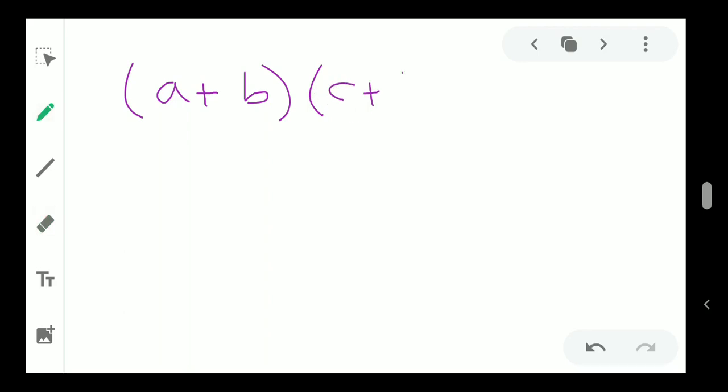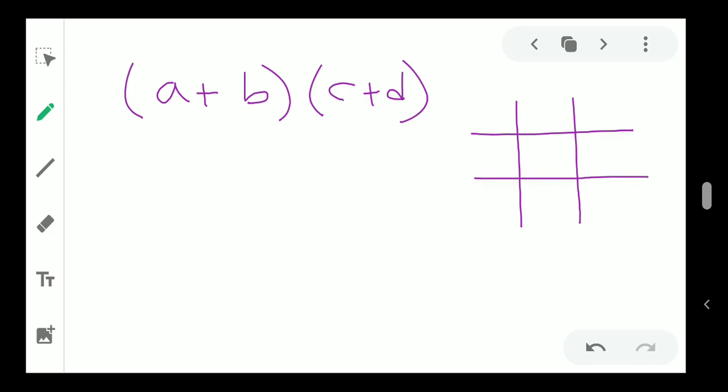Okay, (c + d). In this kind of scenario, what do you have to do? So basically in this case we use our rectangular method. What we usually do, we write like this. In the first one we have 2 terms, so I have made 2 boxes, 1, 2, and here also I have 2 terms, so I have made 2 boxes, 1, 2. I will write the terms a, b, and here I will write those terms c and d.